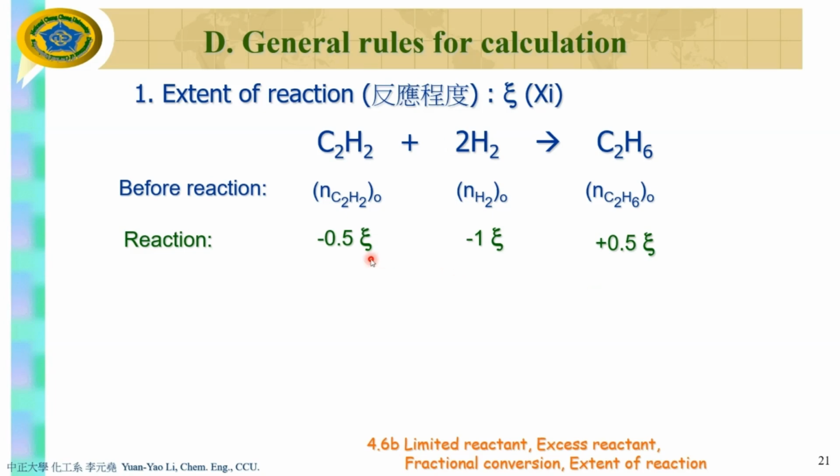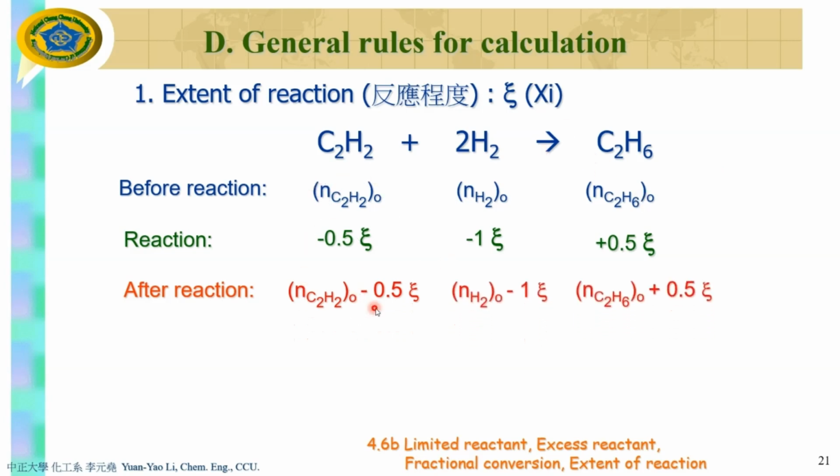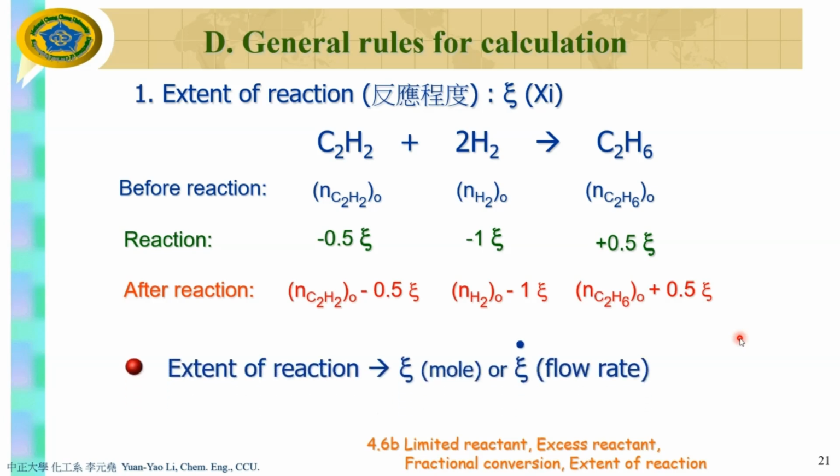Okay, so here the point is that you have a symbol called ξ, and this ξ is the extent of reaction. So after reaction, how can we write it? We know that after reaction, this will be deducted by 0.5 ξ. This original amount before reaction will be minus 1 ξ, and this will be plus 0.5 ξ. Okay? So this is what we call extent of reaction.